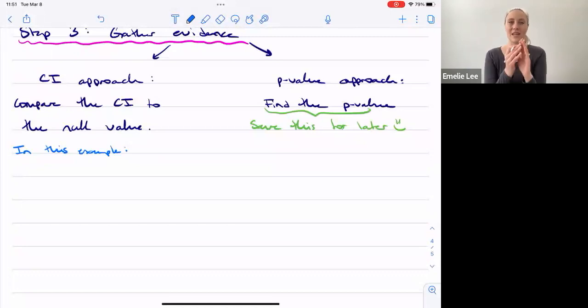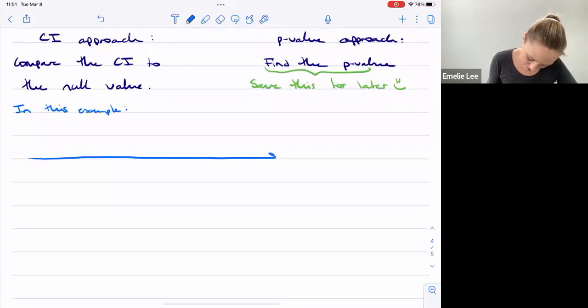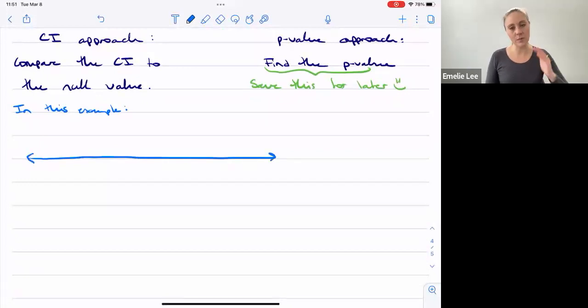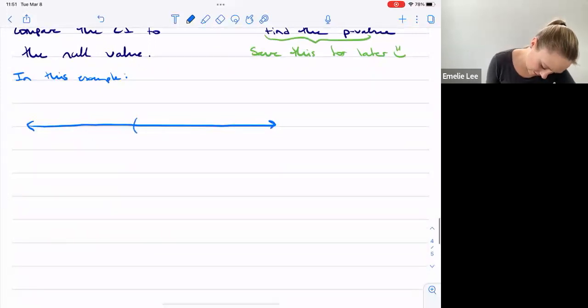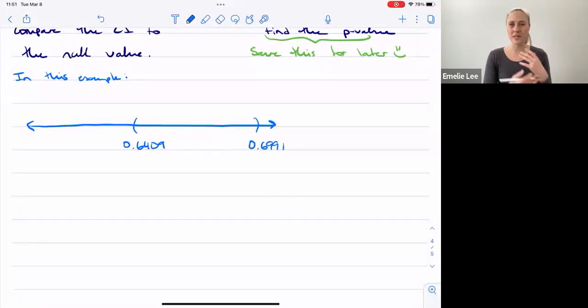So what I like to do is draw a number line that includes my null value and my confidence interval. Then I'll be able to visualize whether my null value is inside the interval or not. Here I draw this number line, and I know my confidence interval goes from 0.6409 to 0.6991. Notice that I'm just drawing this interval, so there are no ticks or anything. I'm just showing, okay, here is the interval from 0.6409 to 0.6991.